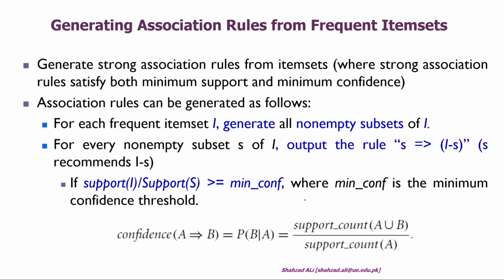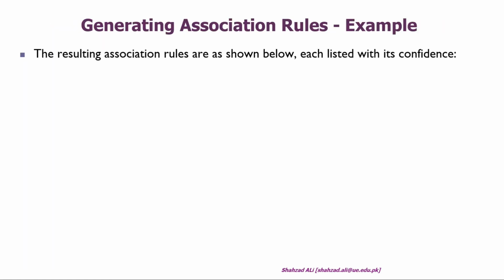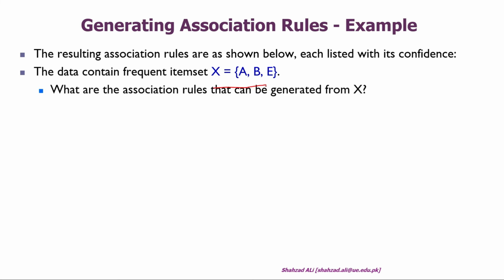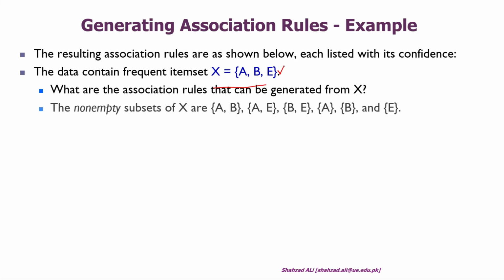So let's apply this on our frequent item set. This is our frequent item set. What are the association rules that can be generated from this X, which is the frequent item set? First step, we have to generate non-empty subsets of this frequent item set. The non-empty subsets of this item set are AB, AE, BE, A, B and E. These all are non-empty subsets of this frequent item set.